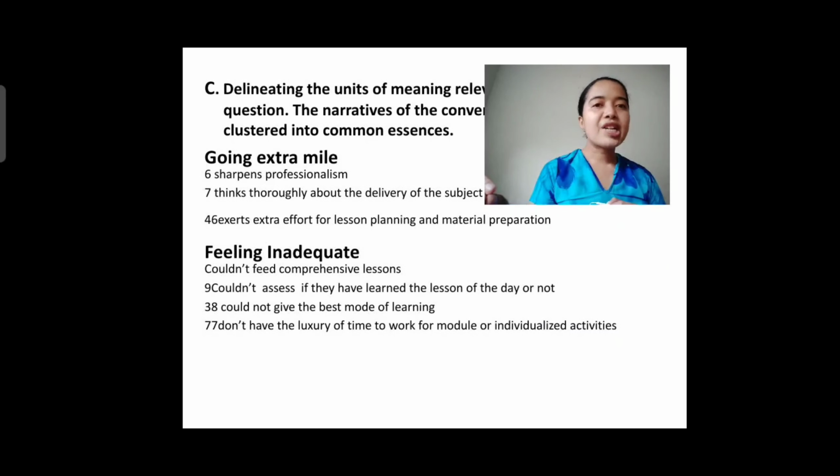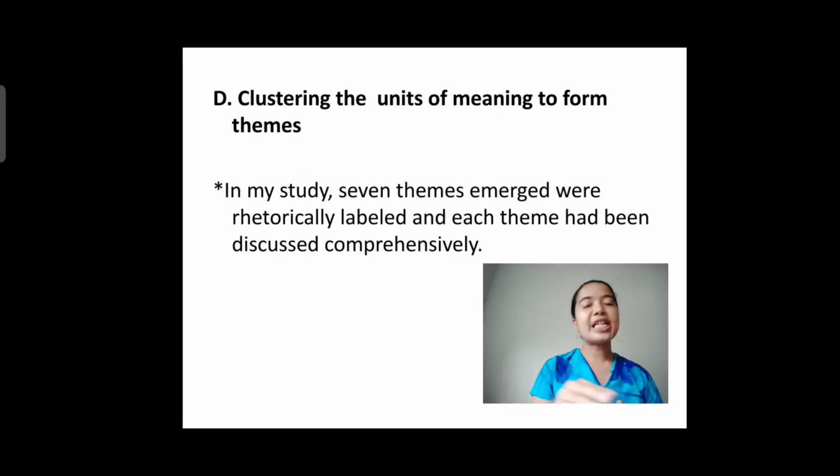These 4 responses were clustered into one group, and the researcher, or I, wrote a theme that talks about feeling inadequate, because these 2 clusters, going the extra mile and feeling inadequate, were the experiences of the teachers in general. After you group all these responses and cluster them into one theme, the next thing that the researcher would do is cluster the units of meaning to form themes.